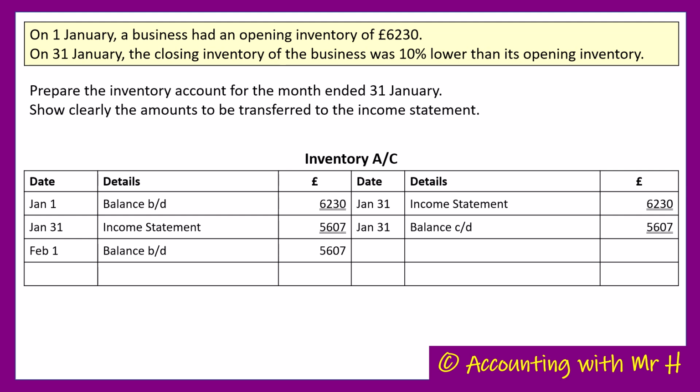You might be thinking, well, why is one of them on the credit and one on the debit? Well, that's because in the income statement, ultimately, the opening inventory is a positive figure. It increases the cost of sales, whereas the closing inventory reduces the cost of sales.